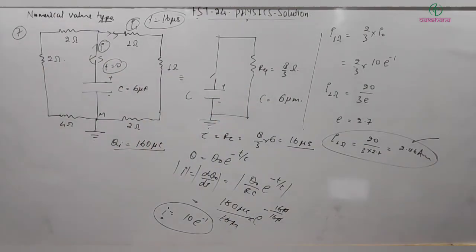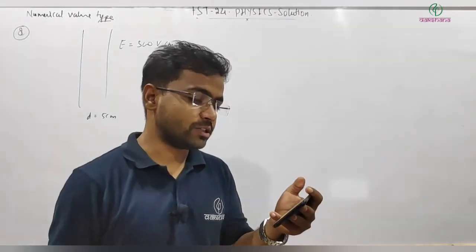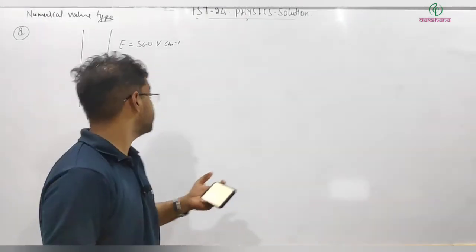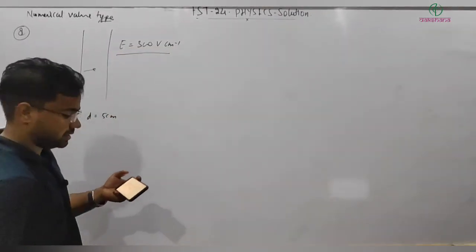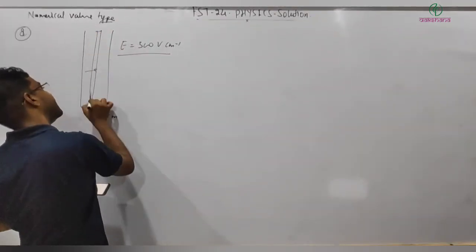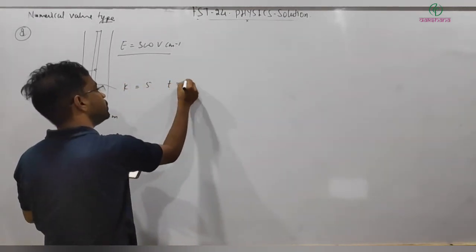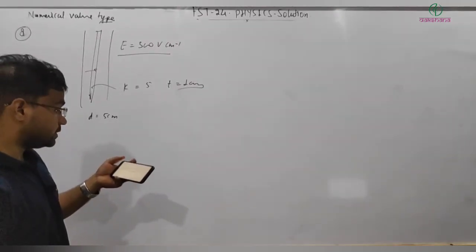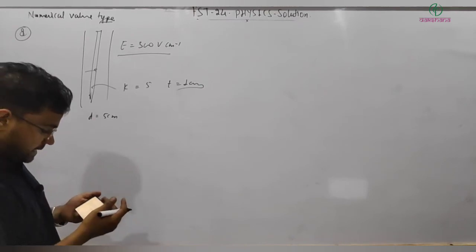And the next one, last. Okay, so next question number 8. The distance between the parallel plates of an isolated charged condenser is d, that is given as 5 centimeter, and the intensity of electric field between these plates is given as 300 volt per centimeter. And a slab of dielectric constant K equal to 5 and thickness t equal to 1 centimeter is inserted between the parallel plates. Determine the potential difference in volt between the plates after the slab is inserted.